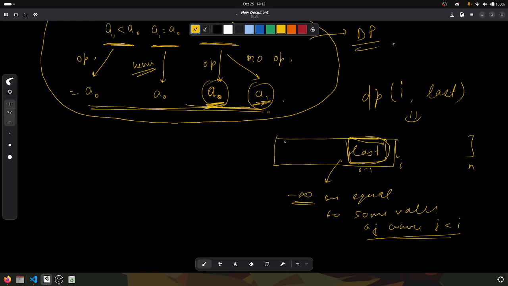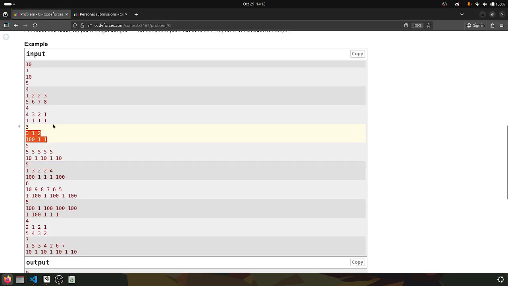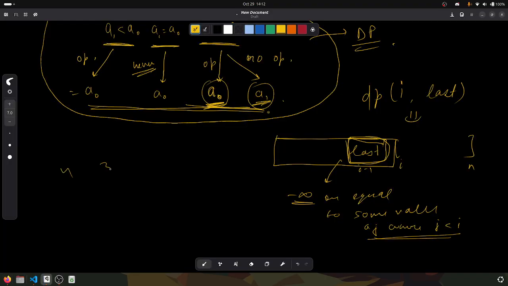Some value aj where j is less than i. Basically, let's take 4, 3, 2, 1. What happens if we make the first element minus infinity? We can either keep this 3 as 3 or make it minus infinity. We have only two choices, right? But what if we don't make this 4 minus infinity? Then this 3 will always transform to 4, this 2 will also have to transform to 4, and this 1 will also have to transform to 4.